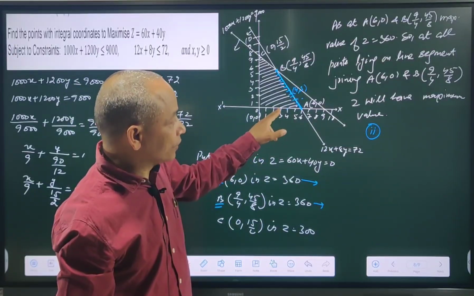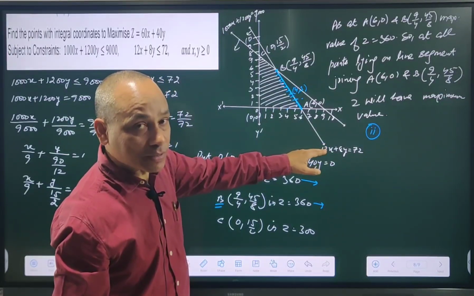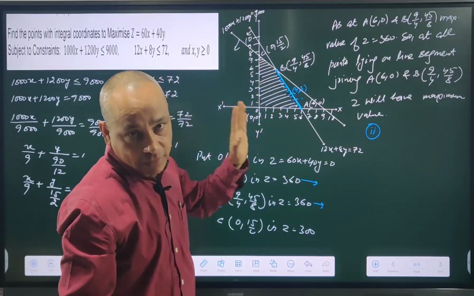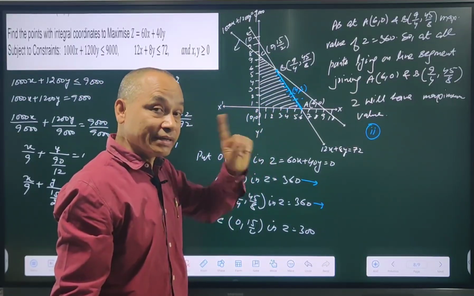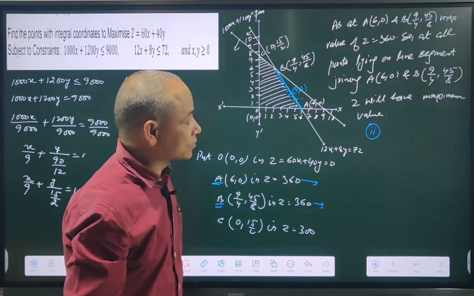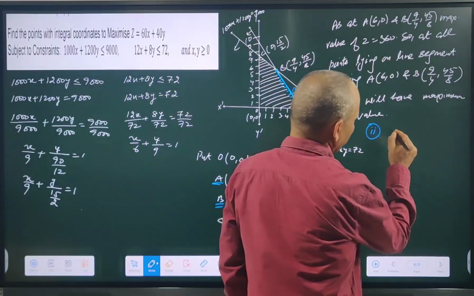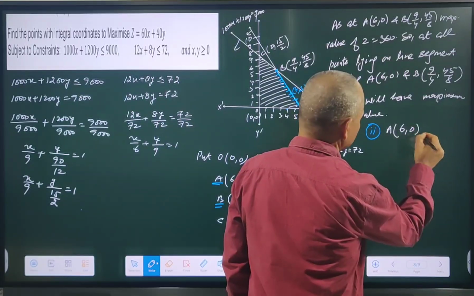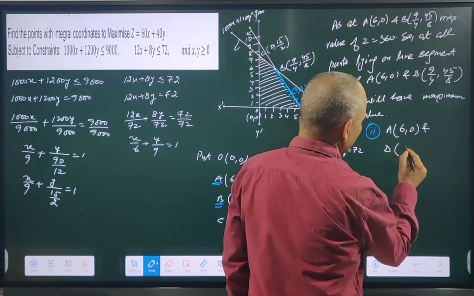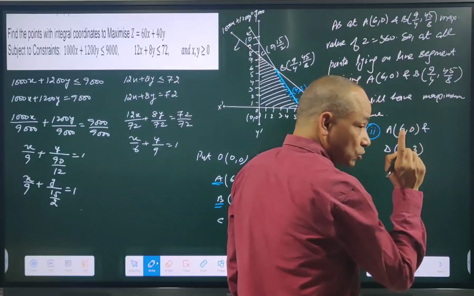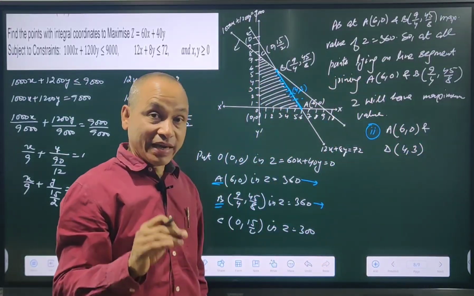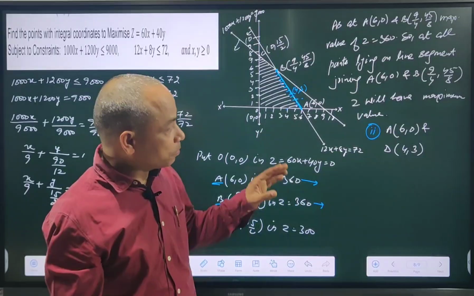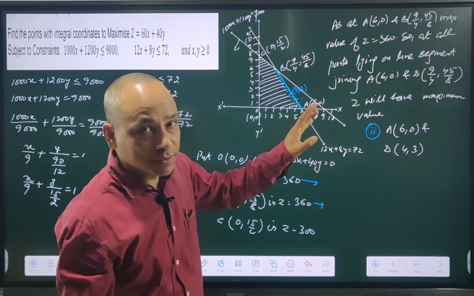If you put 3 in place of X, then Y will be some fraction, and for 2 also some fraction. So the only other point which has integral coordinates, other than A, that is (6, 0), is (4, 3). So the answer will be point A, that is (6, 0), and point (4, 3), which are the 2 points with integral coordinates which give us the maximum value of Z, and that is 360.